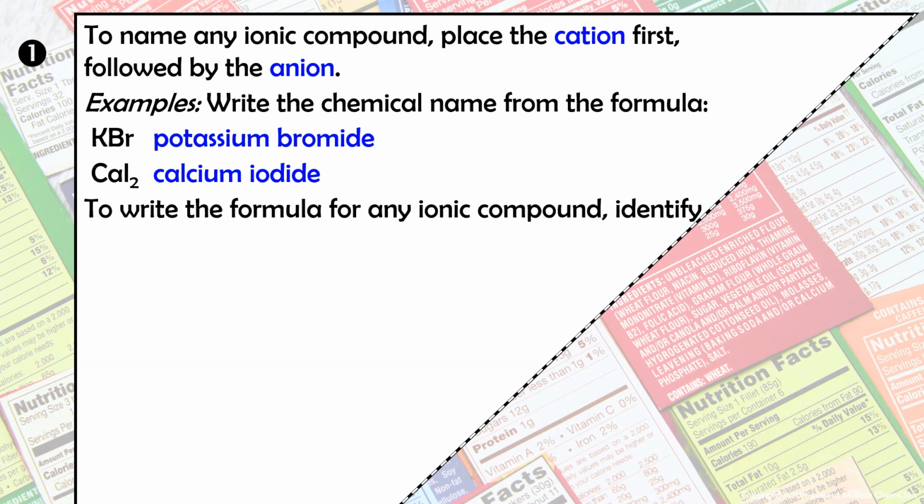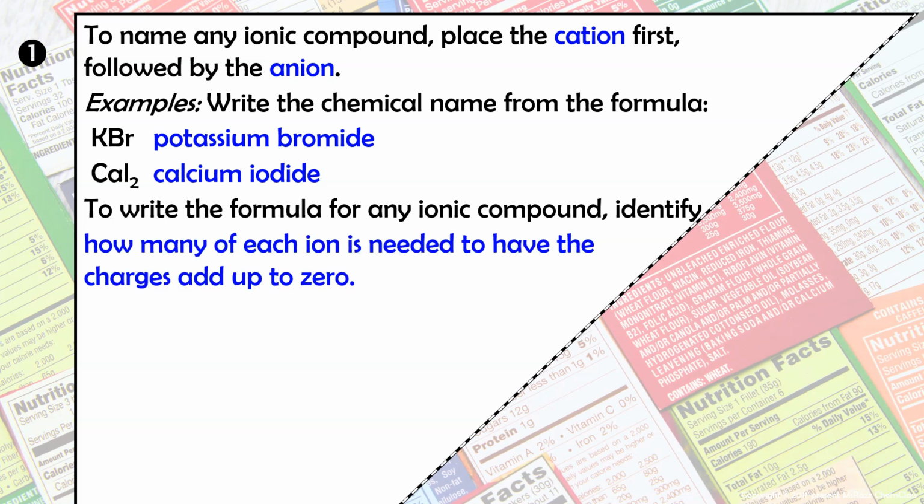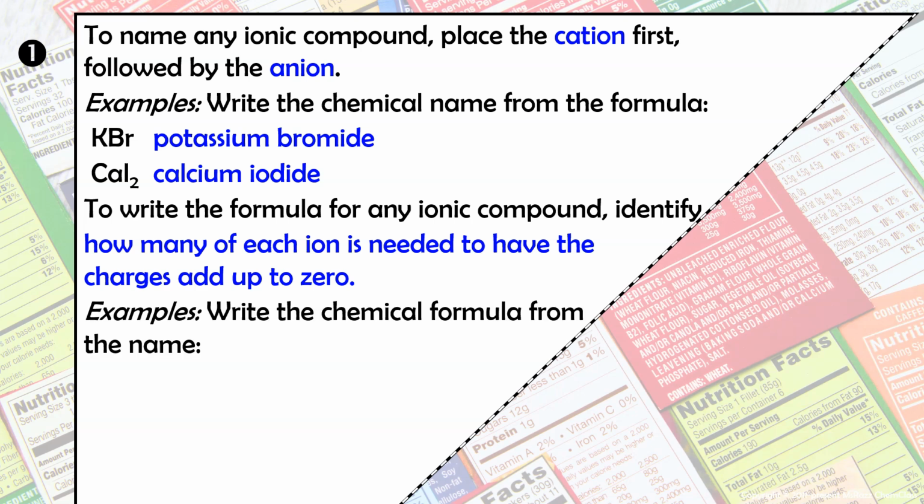To write the formula for any ionic compound, you're going to identify how many of each ion is needed to have the charges add up to 0. So if you were asked to write the chemical formula from the name, like calcium sulfide, you would have Ca with a 2+ charge and sulfide has a 2- charge. Those charges are obtained from the periodic table. The formula would be CaS because they combine in a 1-to-1 ratio.